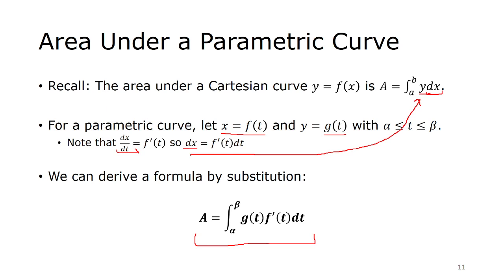So here the limits of integration change because we're using a t variable instead of an x, but we're integrating our y function, that's g of t, multiplied by the derivative of the x function. That's your f prime of t dt. We'll try one example of that.